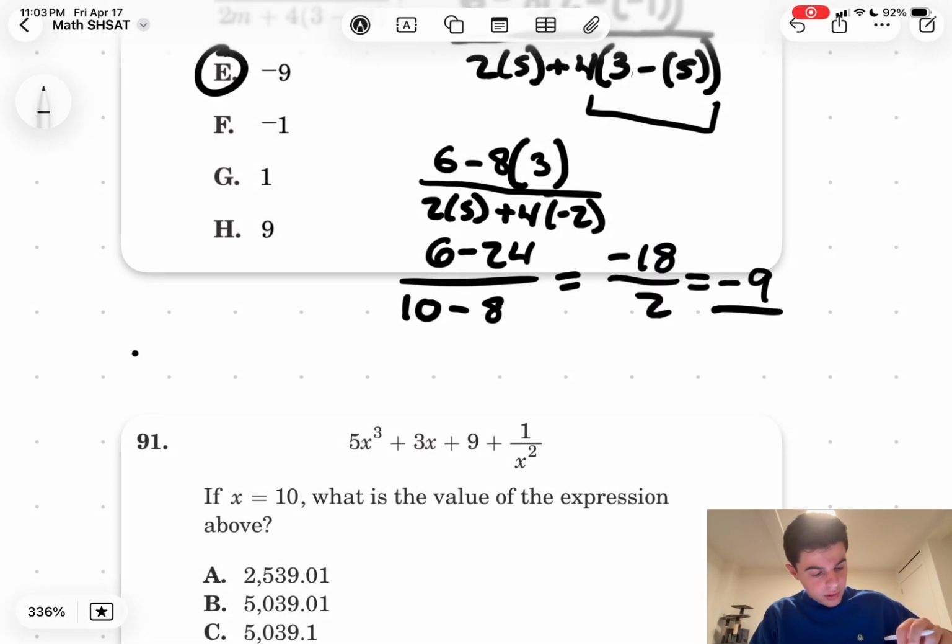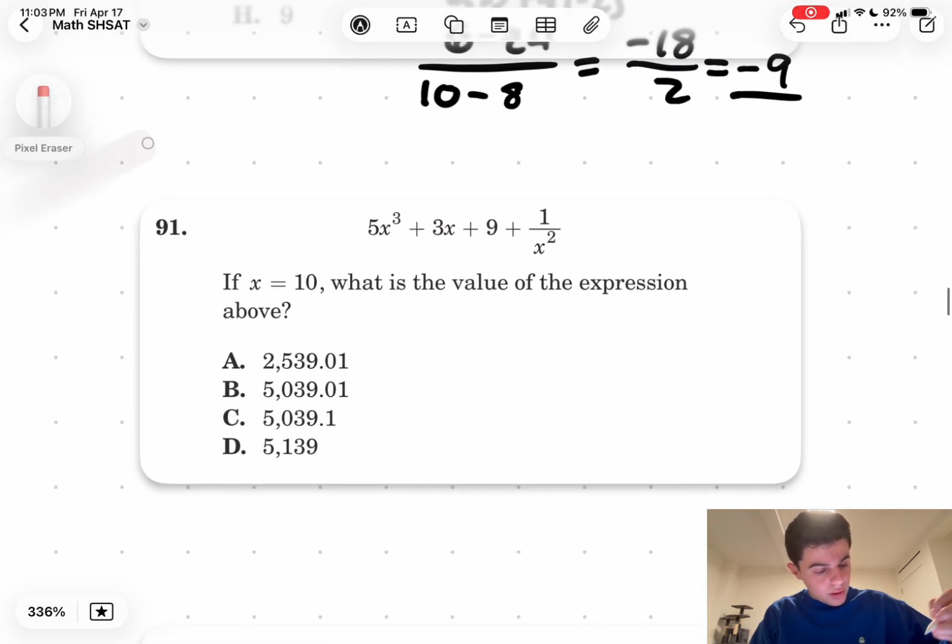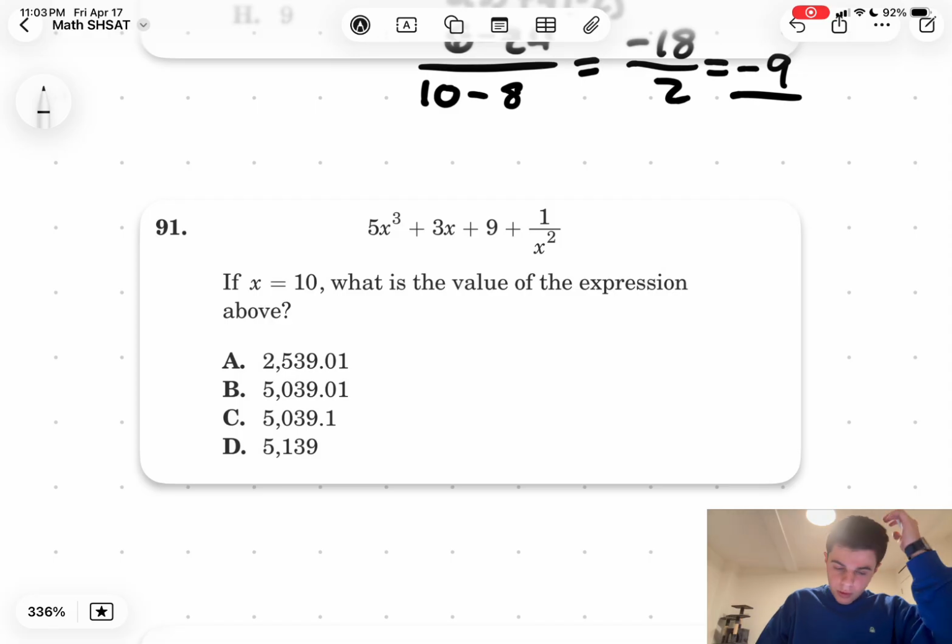Our next problem is going to be question number 91. 5x cubed plus 3x plus 9 plus 1 over x squared. If x equals 10, what is the value of the expression above? This is, again, similar to the last ones we did. You can kind of see they sometimes test the same topics.